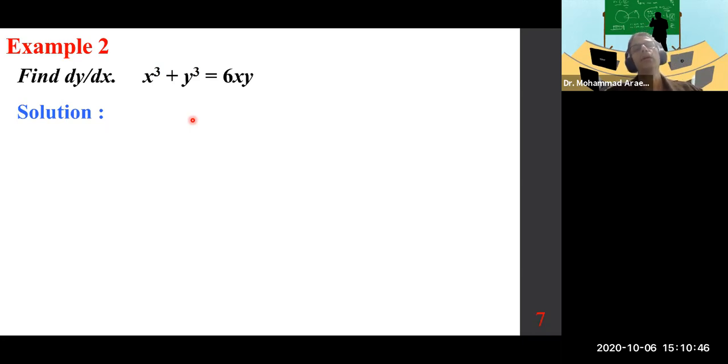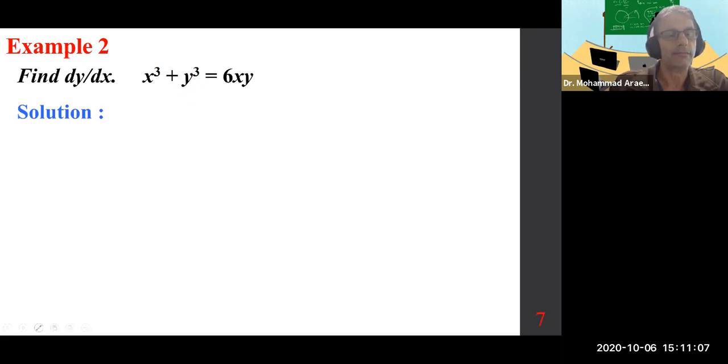Remember, y in essence is f of x, g of x, h of x. It's a function of x. So what is the derivative of g of x to the third power? It's 3g of x times g prime of x. So 3y squared y prime.